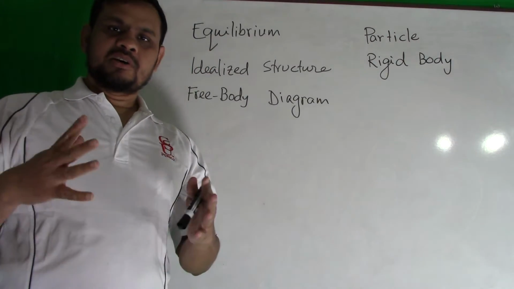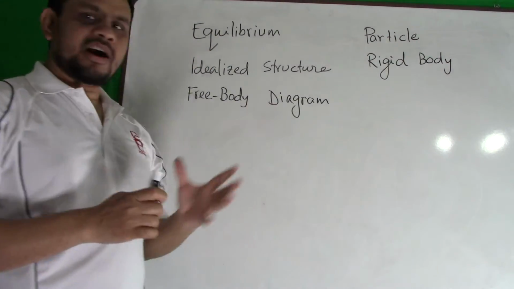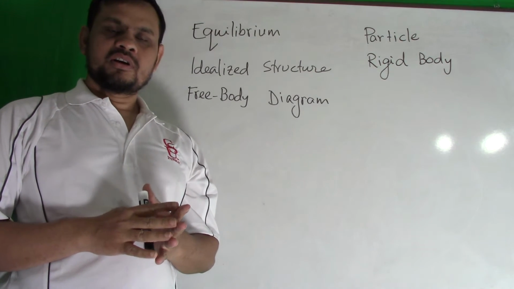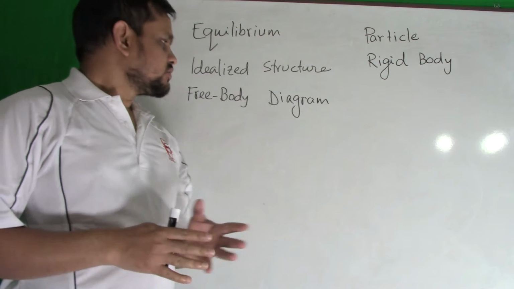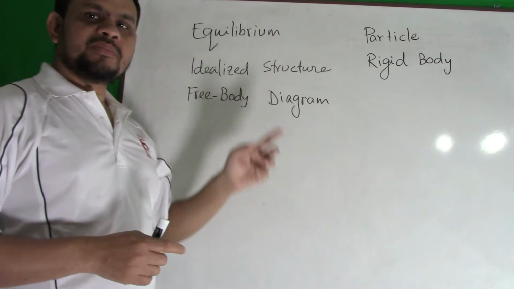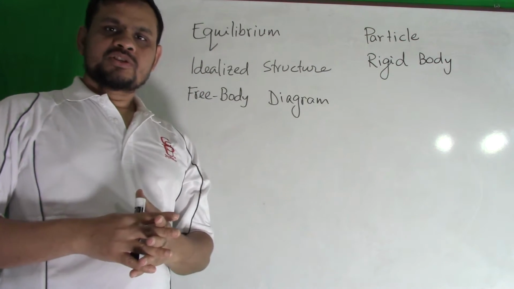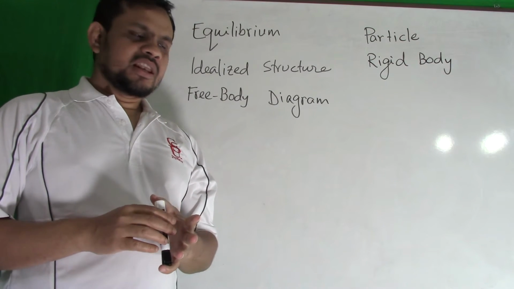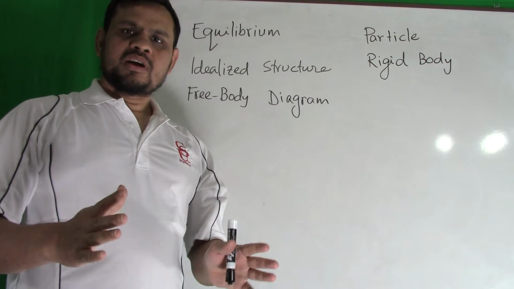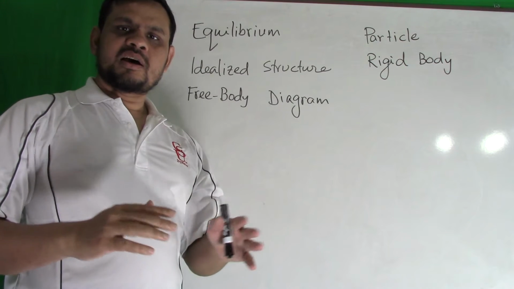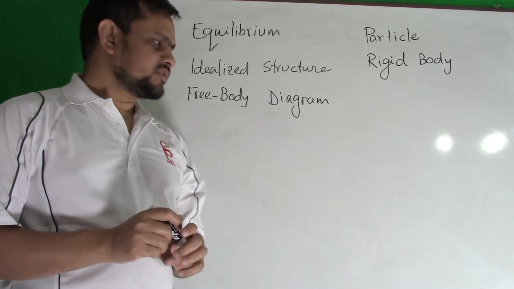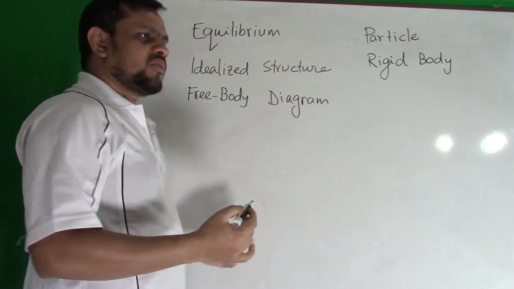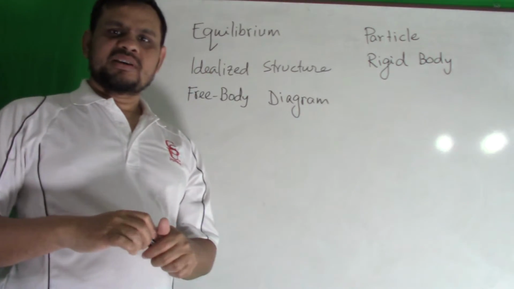In this video, I will try to discuss 5 items which are required to study equilibrium in statics. So, my first item is equilibrium. What is equilibrium? Equilibrium means that in a body, in any direction, there will be no unbalanced force.